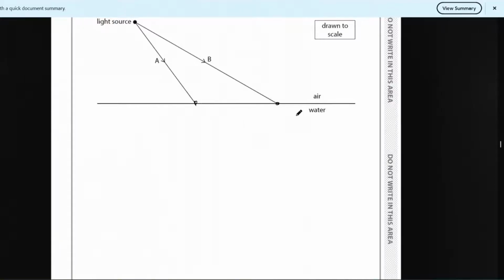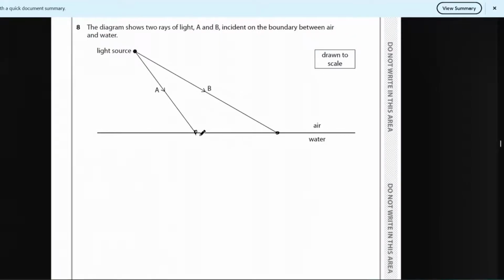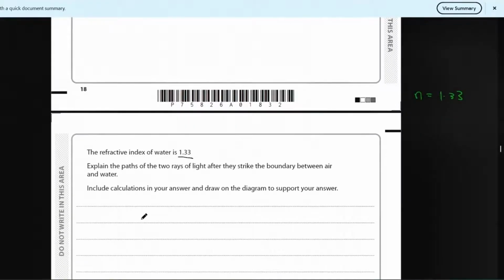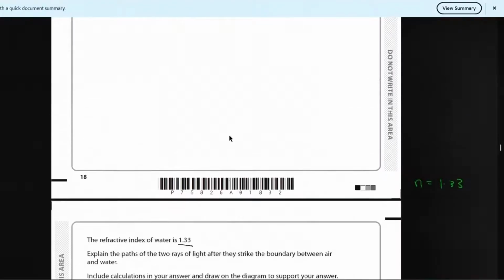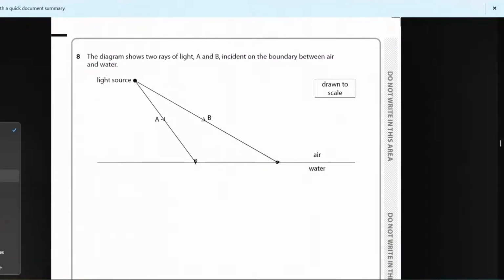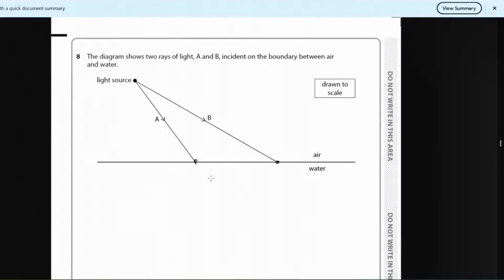We know that because air and water have different optical densities, the rays will refract, they will bend at the boundary. So we'll have to explain it. But it also says include calculations in your answer and draw on the diagram to support your answer. So let's start by checking the angle of incidence for both the rays. First of all, we'll have to draw the normal line at the point where the ray strikes the boundary.